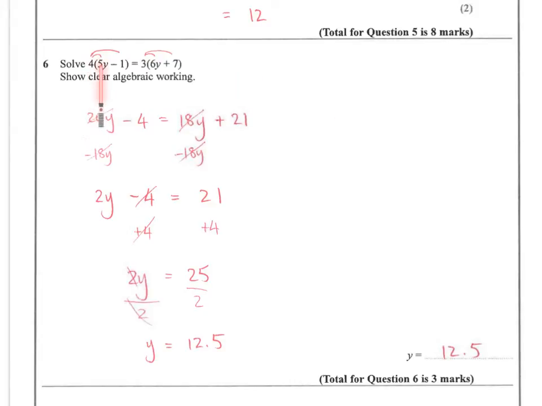Multiplying out the brackets, 4 times 5y, 20y, 4 times minus 1, minus 4, 3 times 3y, 18y, 3 times 7, 21.